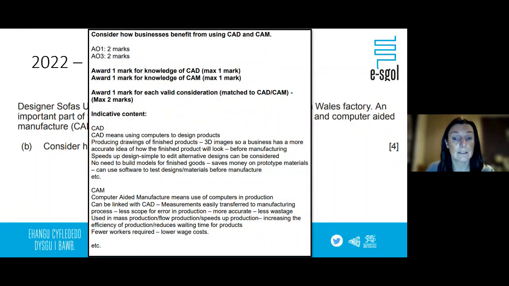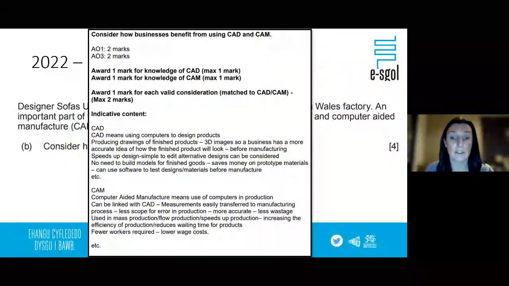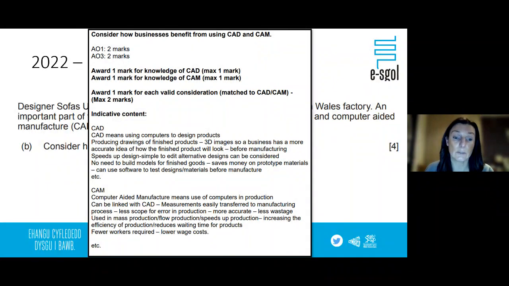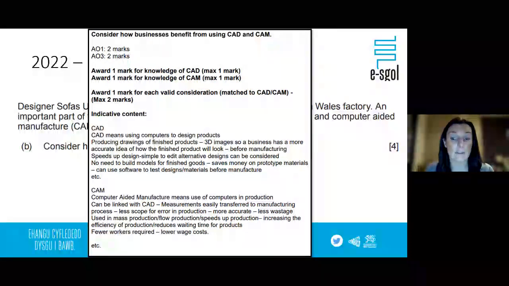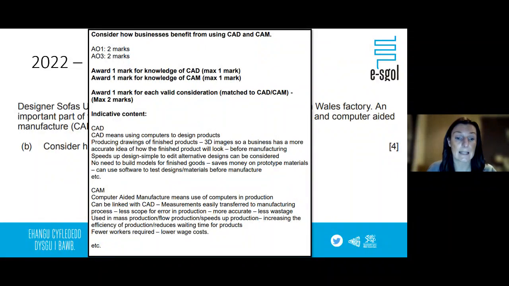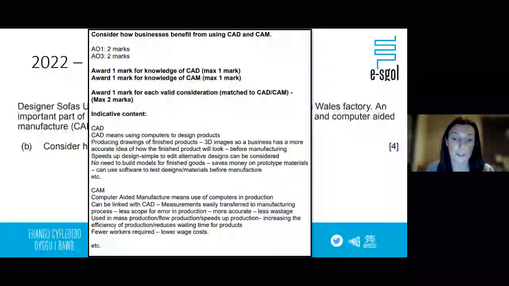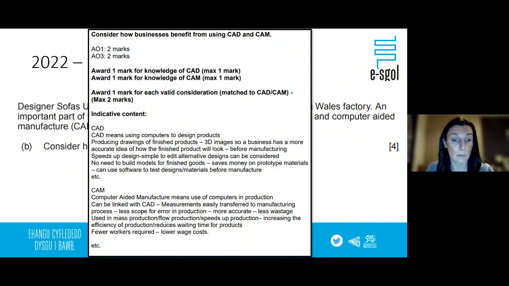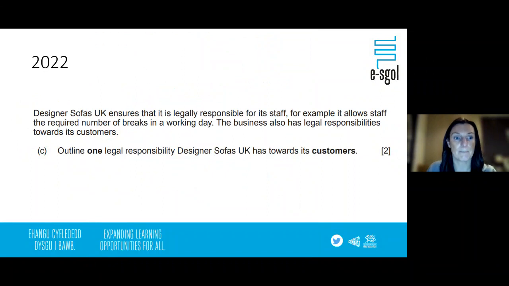CAM, you're looking at your computer-aided manufacture, means use of computers in production and can be linked with CAD. Measurements easily transferred to manufacturing process, less scope for error in production, more accurate, less wastage, so on and so forth. So if you're expanding your answers there.